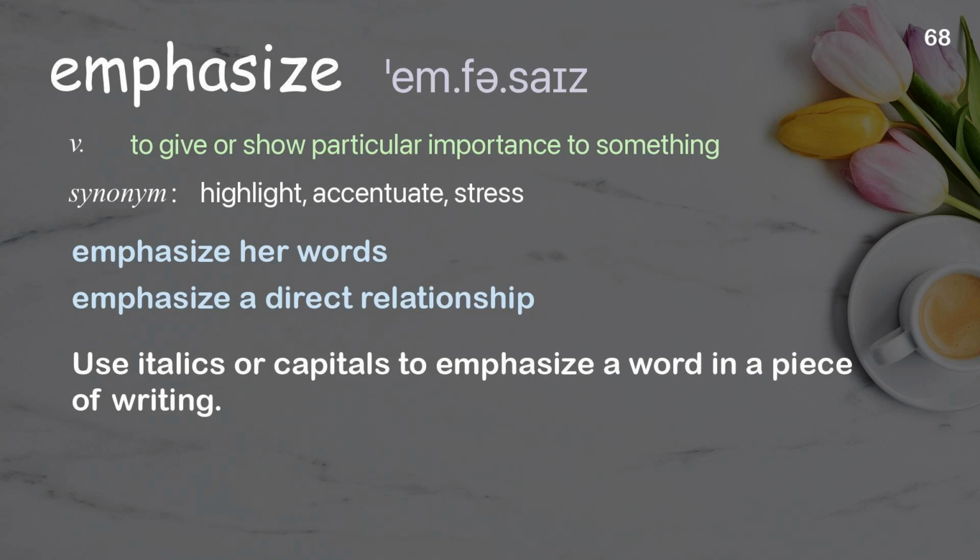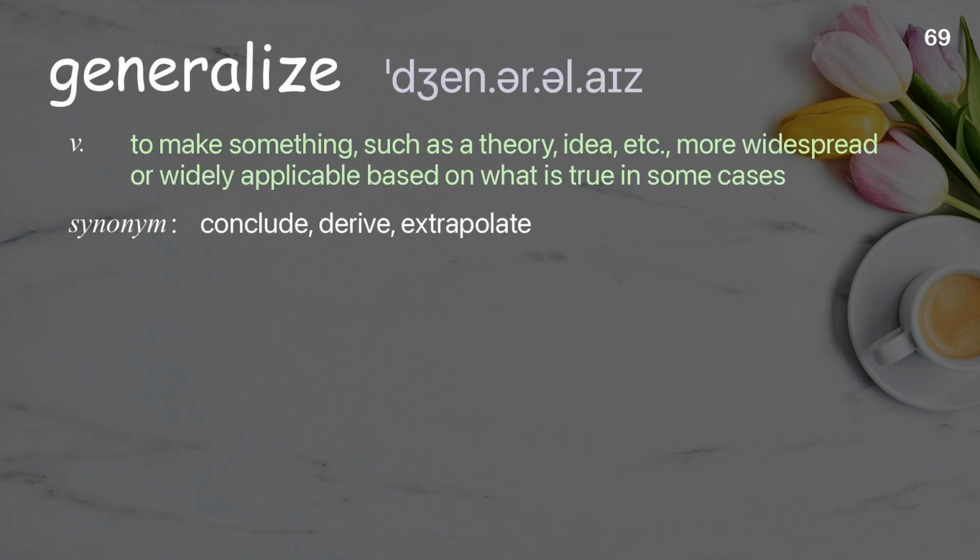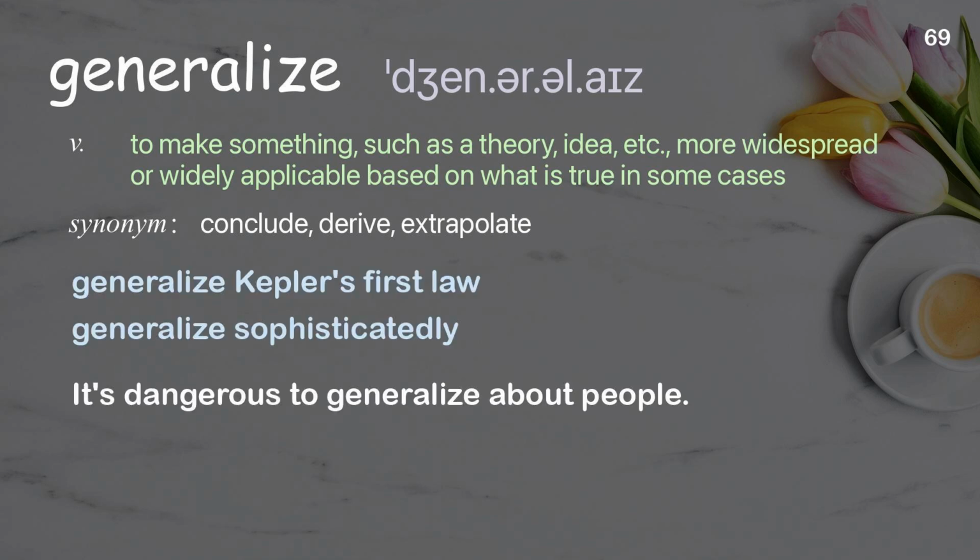Generalize. To make something, such as a theory, idea, etc., more widespread or widely applicable based on what is true in some cases. Examples: Generalize Kepler's first law. Generalize sophisticatedly. It's dangerous to generalize about people.